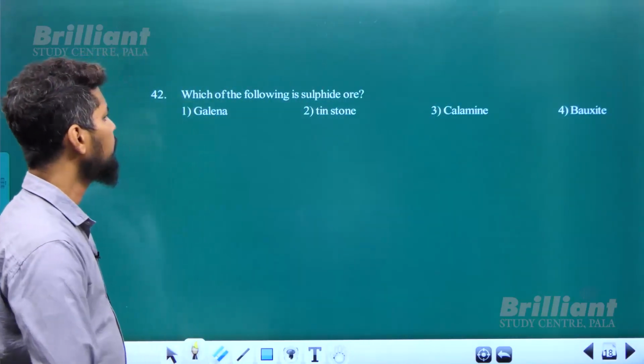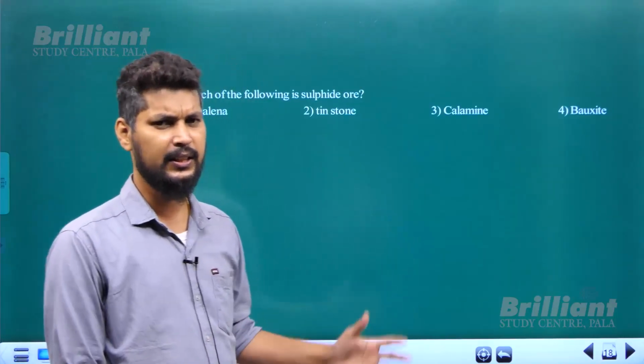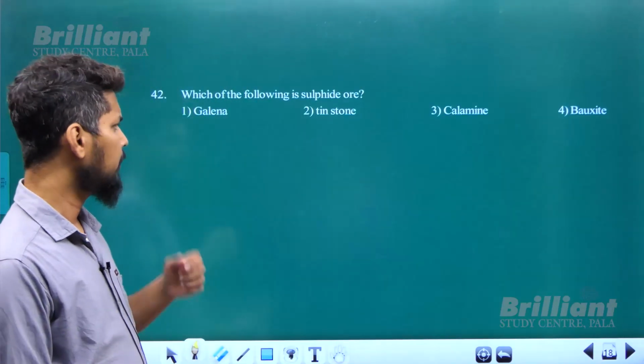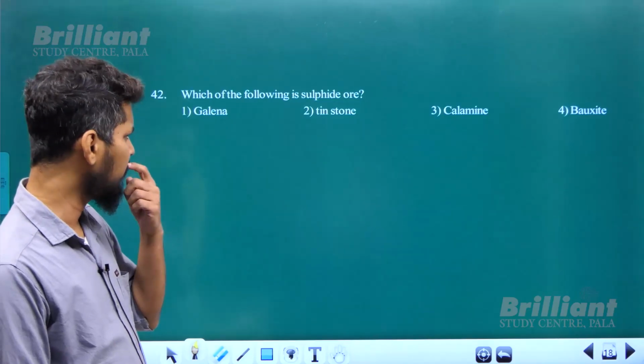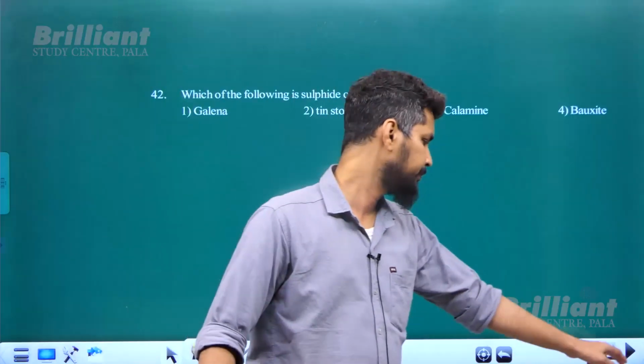Next, which of the following is a sulfide ore? I already said galena is a sulfide ore, PbS. Tinstone is an oxide, calamine is a carbonate, bauxite is again aluminum oxide.